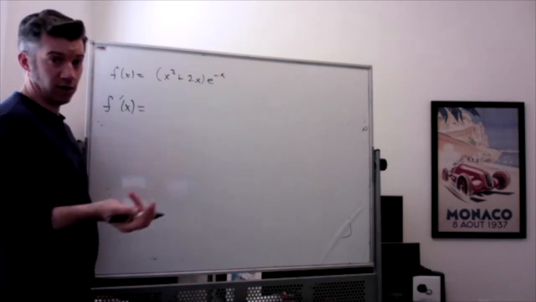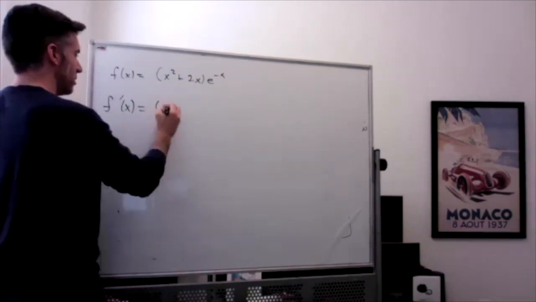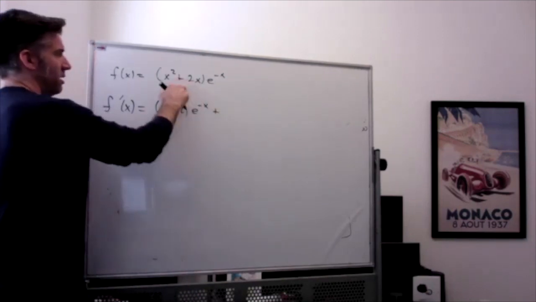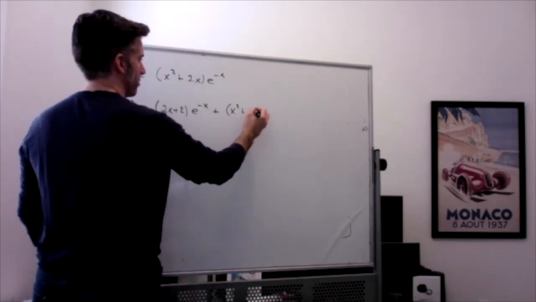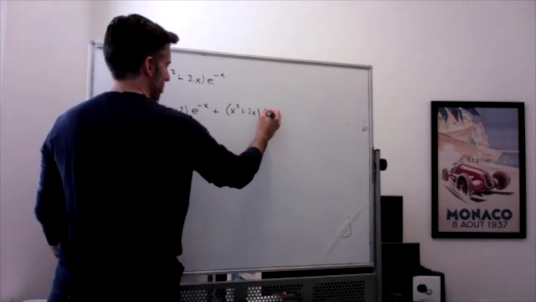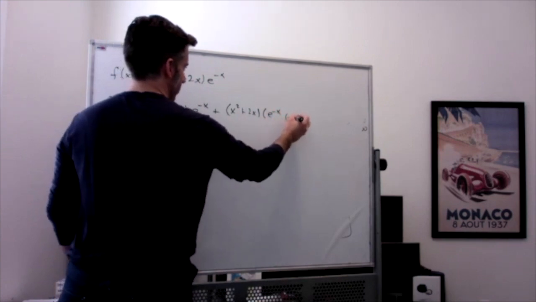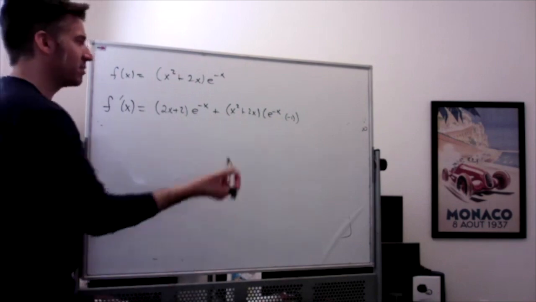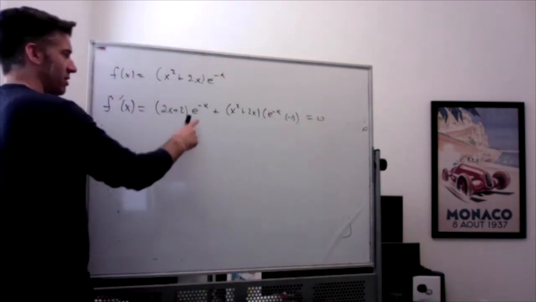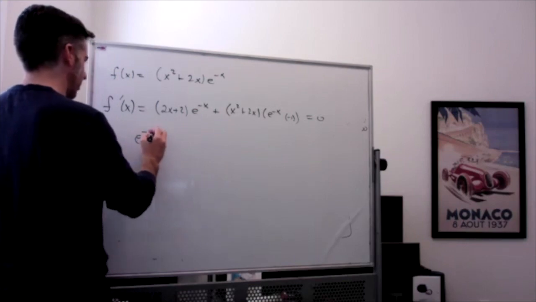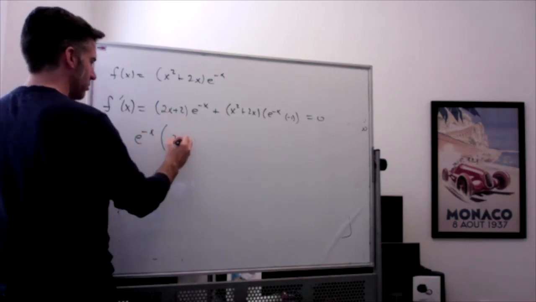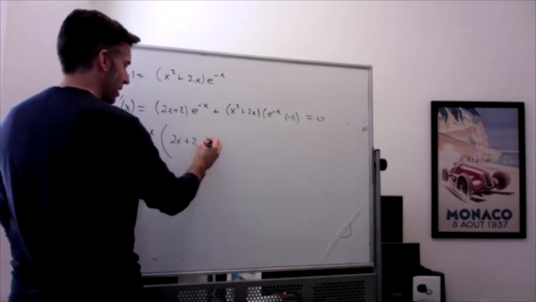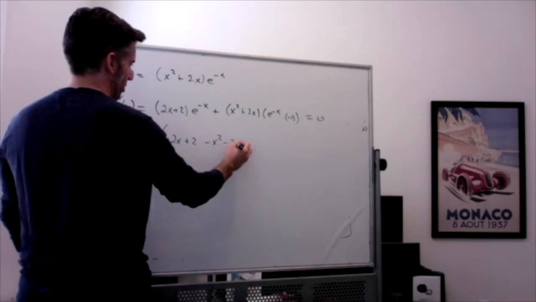So let's see, I'm going to have to use the product rule. It's going to be the derivative of this times that, plus this times the derivative of that, which is e to the negative x times negative 1. And I would probably start by factoring out e to the negative x. Oh, I am setting it equal to 0. Let's factor out e to the negative x. If I factor out e to the negative x, I'm left with 2x plus 2. And here I'm left with a negative 1 times x squared plus 2x, so a negative x squared minus 2x.